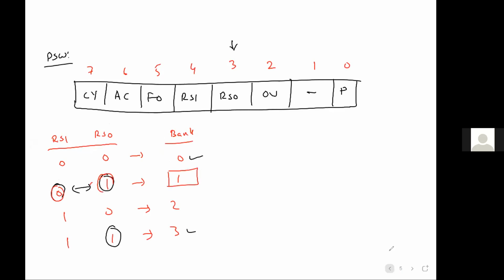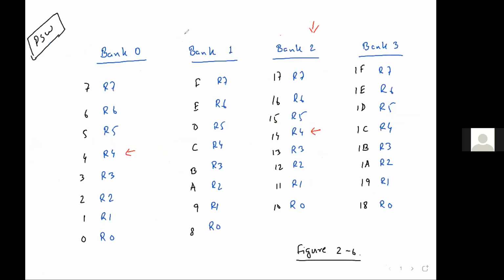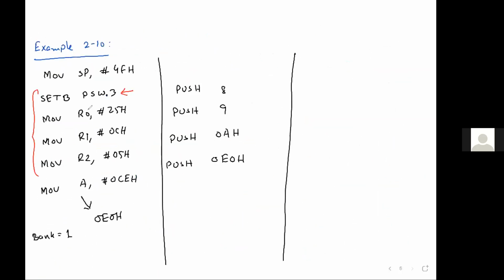So if we are in bank 1, I need to come over here. So if we are in bank 1, what are the addresses? 8, 9, A, B, C, D, E, F. And the names are the same, R0 to R7. So go back. So what are our registers? R0, R1, and R2. So what was the starting address of your bank 1? The starting address was 8.